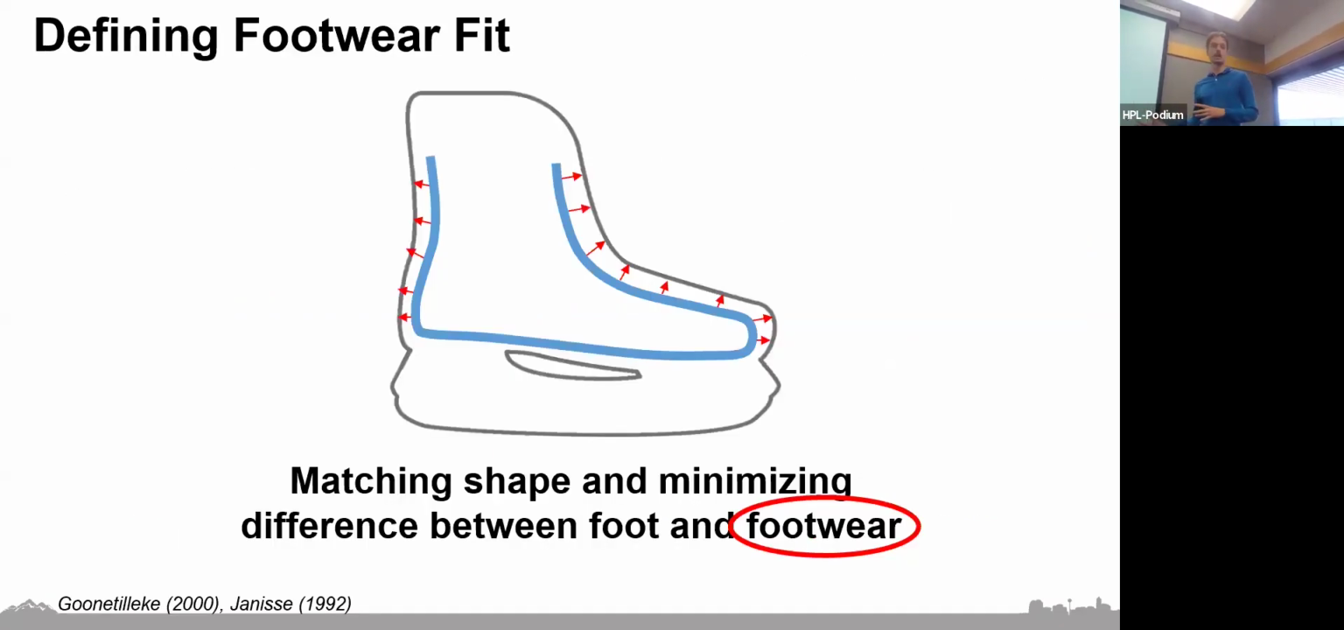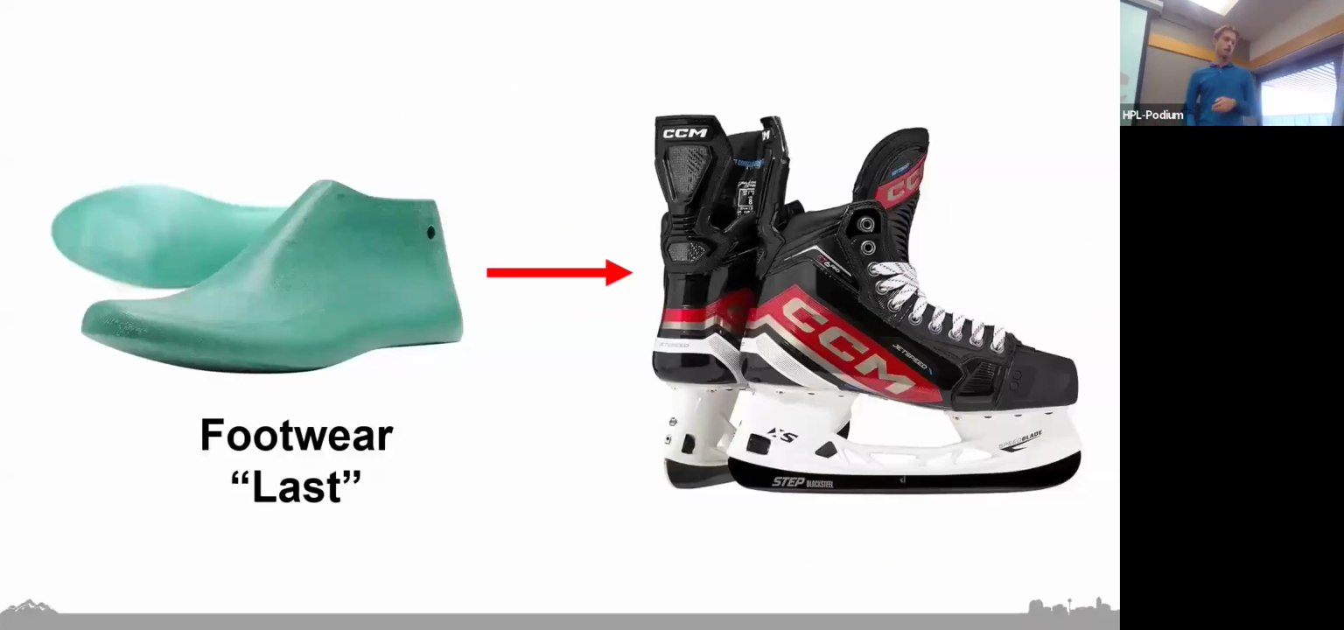On the other side of understanding fit, we need to understand the shape of footwear. When hockey skate companies make skates, and really this goes for any footwear company making any type of shoes, they use a template foot called a last. That's what you see on the left-hand side of the screen here. It's kind of like a 3D mold of a foot shape that they build the skate around so they get consistent inner volumes for all their models.